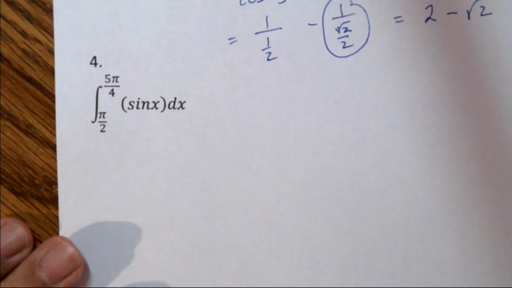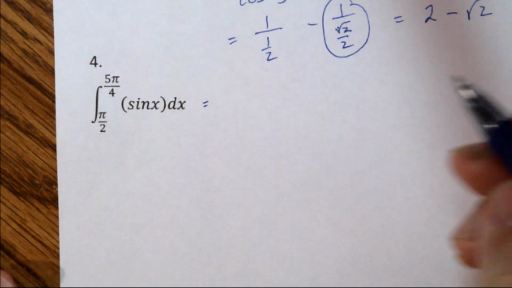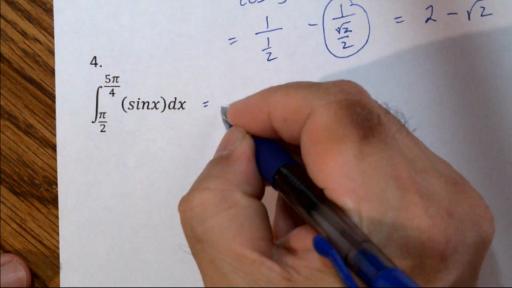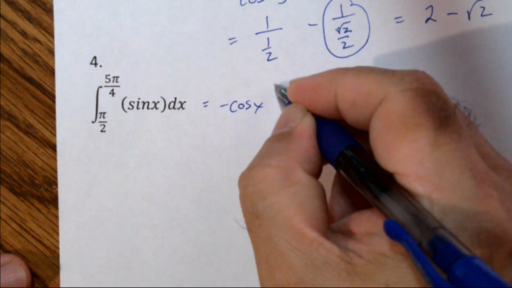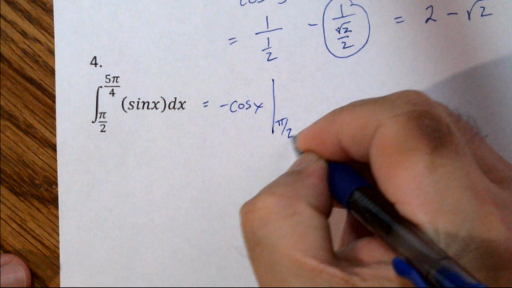So what is the integral of sine? Integral of sine is negative cosine, right? Because the derivative of cosine is negative sine. So that's going to be negative cosine x. And I'm going to take it from pi over 2 to 5 pi over 4.